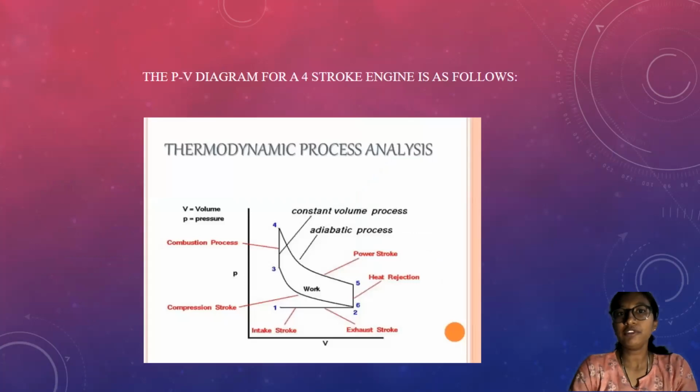The PV diagram for the four-stroke petrol engine is as follows. 1 to 2 represents the intake stroke, and 2 to 3 is the compression stroke. 3 to 4 is the constant volume combustion process. 4 to 5 is the adiabatic process, which is the power stroke. 5 to 6, the heat rejection takes place, and back 6 to 1, again the exhaust stroke will take place.